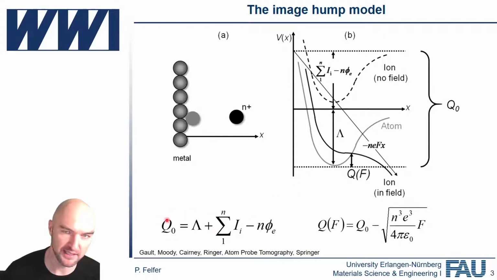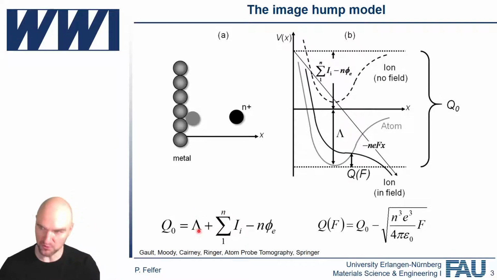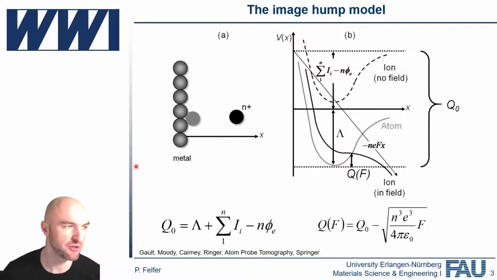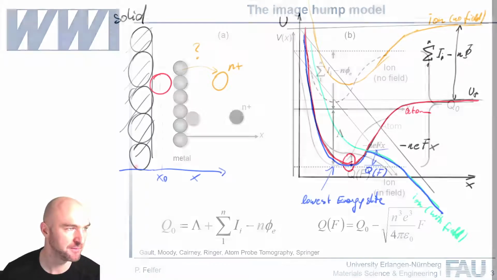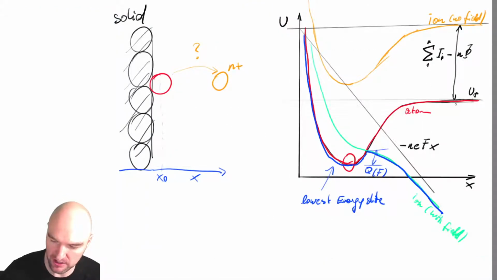So we can see that the Q0, which is the entire energy that we put in, that's relatively simple. Just the sum of the sublimation energies. So you need to remove an atom from the material. The sublimation energy, plus the ionization energy. Sorry, I didn't draw the sublimation energy earlier. The sublimation energy here is this part here. This is the sublimation energy.